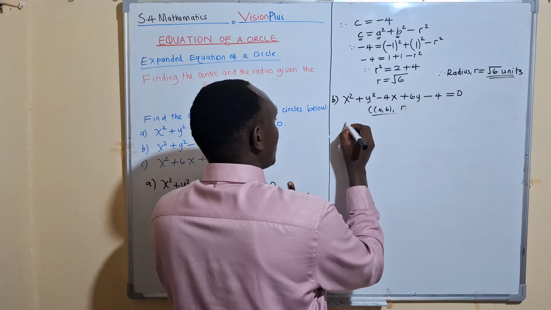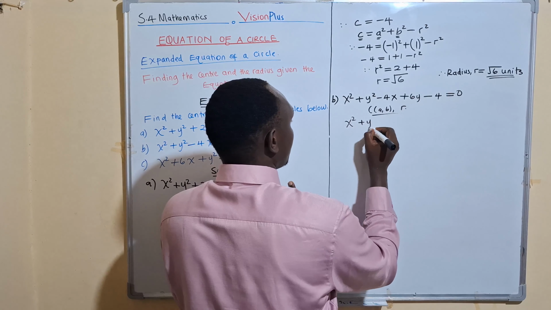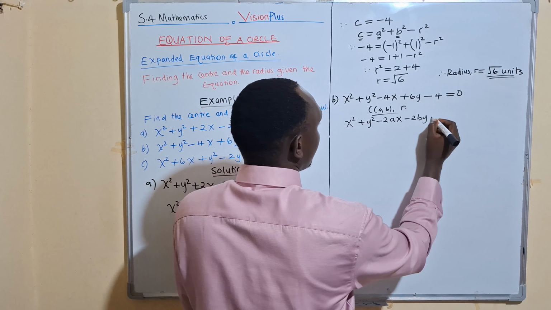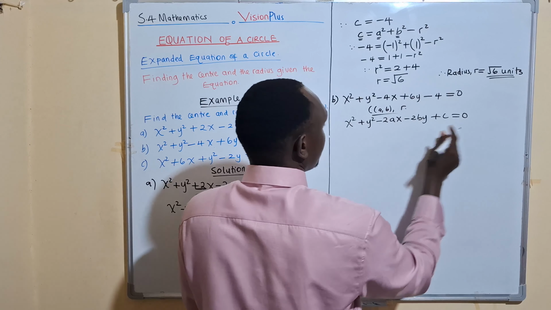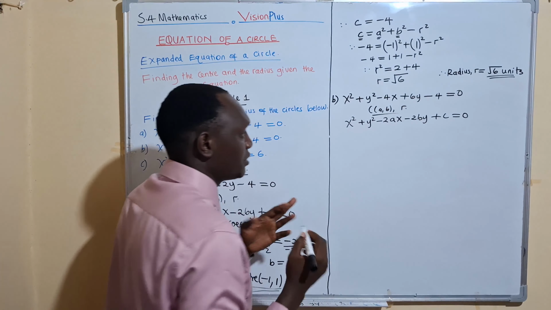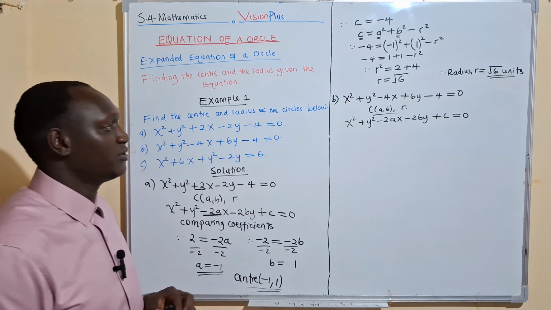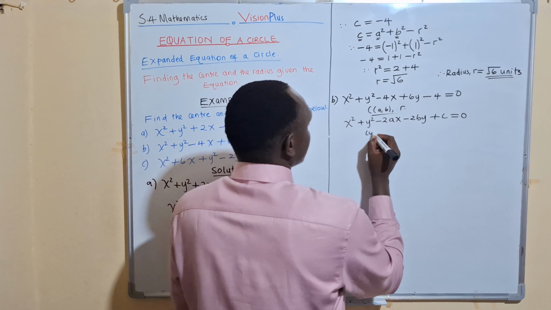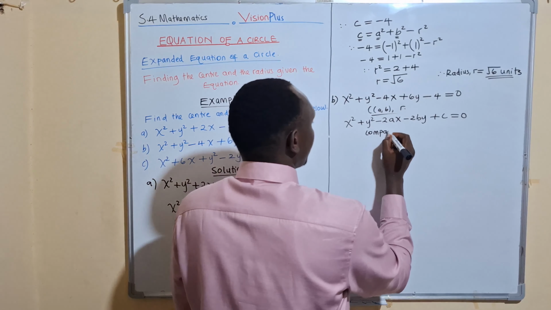So what do we do? We write the expanded equation of a circle, which is x squared plus y squared minus 2ax minus 2by plus c equals to 0. It must be this format. It is minus here, minus here. If you change it to plus, you fail it. Your answers will be correct, but with opposite signs, which shifts the circle to another location on the Cartesian plane. So on comparing coefficients here, or comparing terms, comparing coefficients.